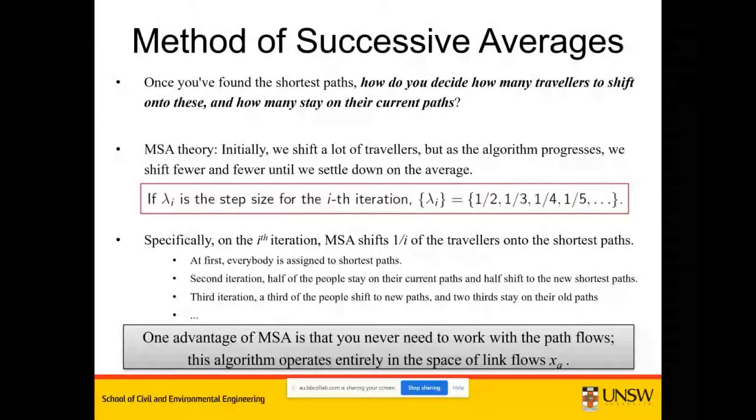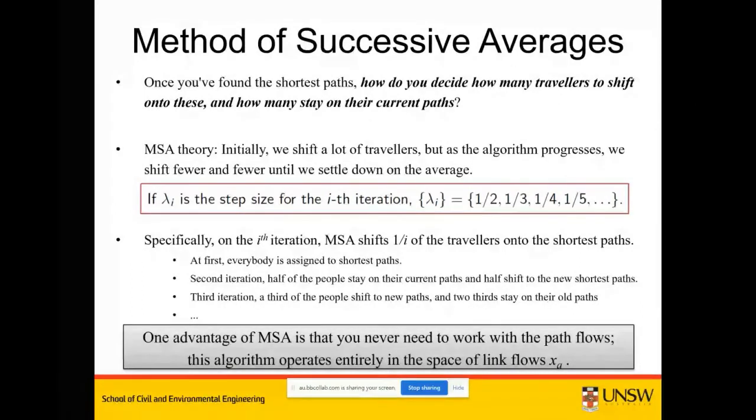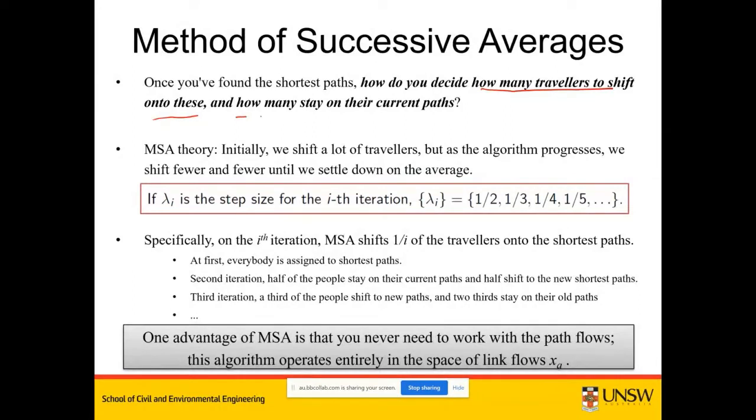So how does MSA work? Once we found the shortest path between any origin and destination, how do we decide how many travelers to shift from one path to another, and how many should stay on the current path? What is behind this MSA theory? We initially shift a lot of travelers, but as the algorithm progresses, we shift fewer and fewer until we settle on an average.